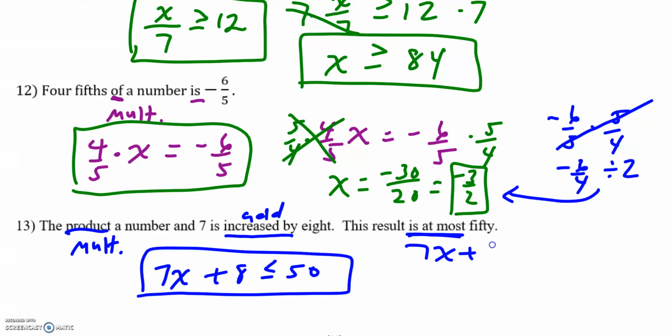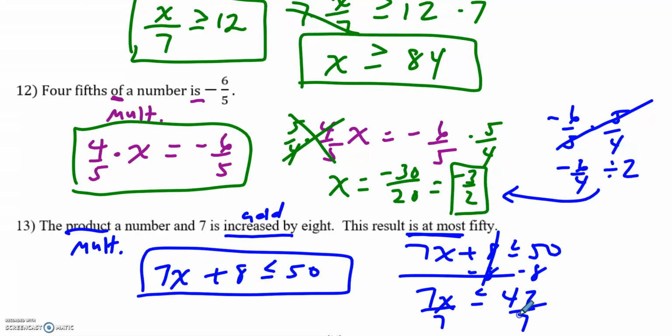Solving it though, we would subtract 8. 7x is less than or equal to 42. Divide by 7. Again, the number you're moving is not negative, so the sign does not flip. So your answer would be x is less than or equal to 6.